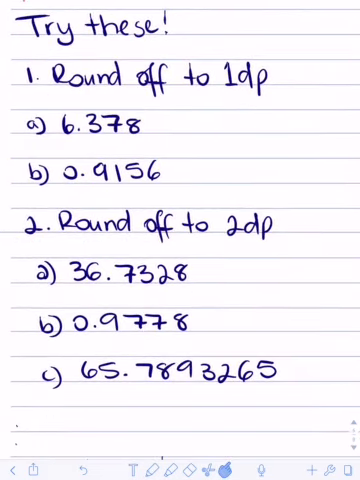Now pause the video and try these yourself. We have first question, which is round to one decimal place, and the second to two decimal places. And we'll go through the answers in a second.